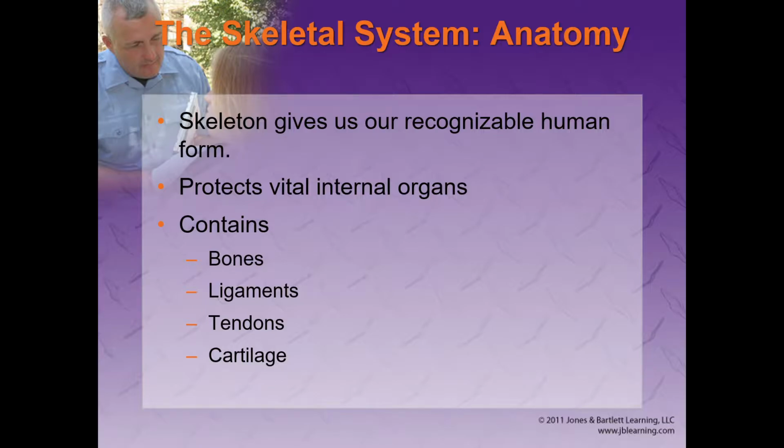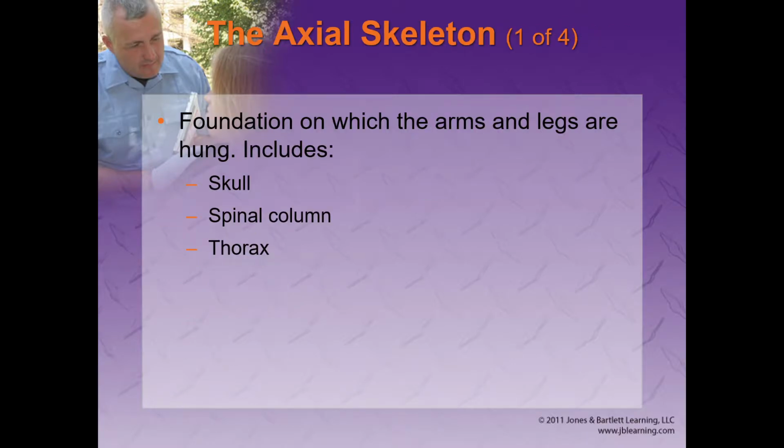Your skeleton contains bones, which build the structure of the skeleton. Ligaments connect bones to each other. Tendons connect muscles to bone. And then cartilage is a relatively flexible material that protects your joints. It covers the ends of bones so that the bones in your joints don't rub together, because that would cause an awful lot of pain.